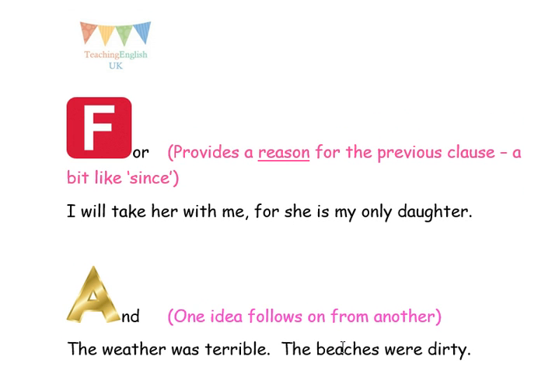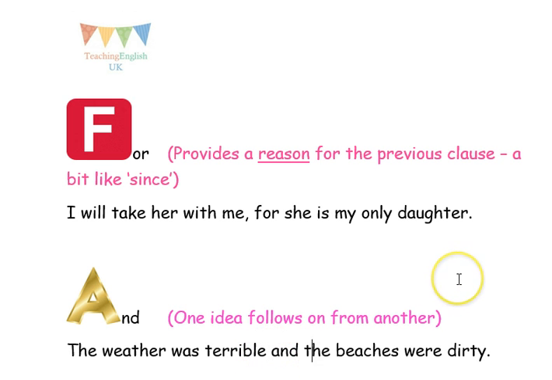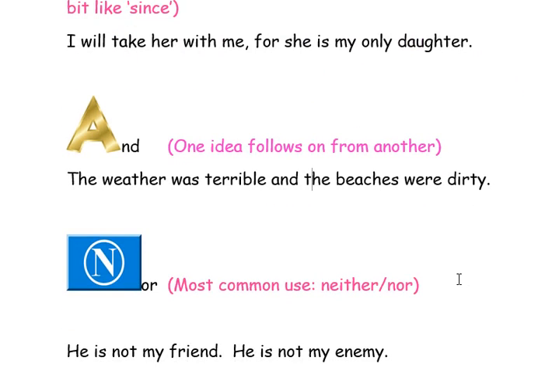And a very common coordinating conjunction when one idea follows on from another. The weather was terrible. Get rid of the full stop. And the beaches were dirty. Sometimes you will need to insert a comma here if there's any ambiguity. Next we have nor. Now it's most commonly used with neither and nor. He is not my friend, nor, and we have to change the sentence here a little bit, nor is he my enemy.